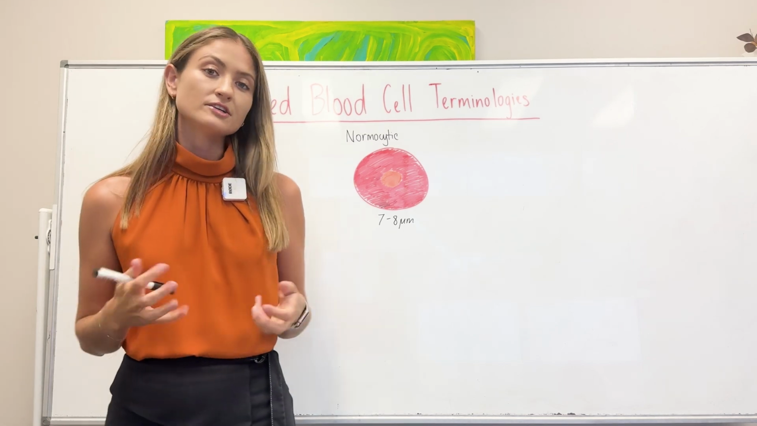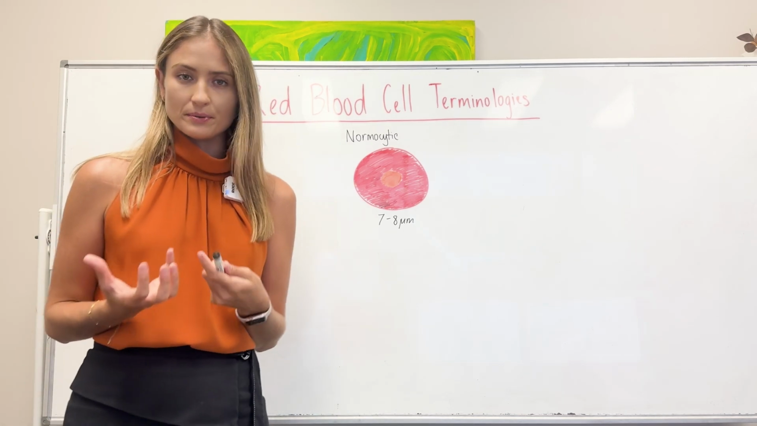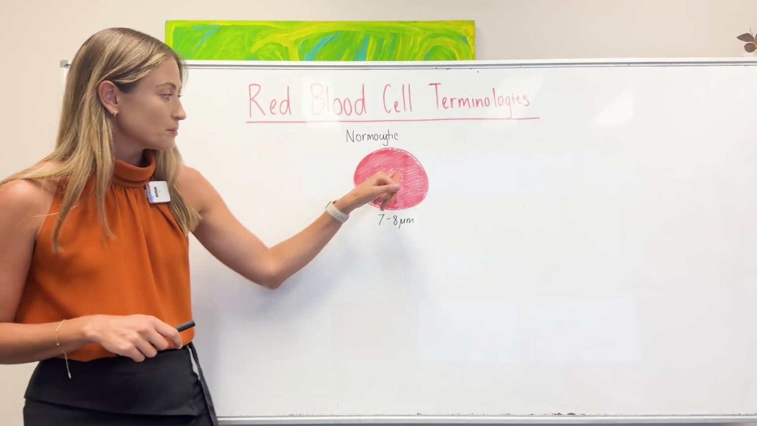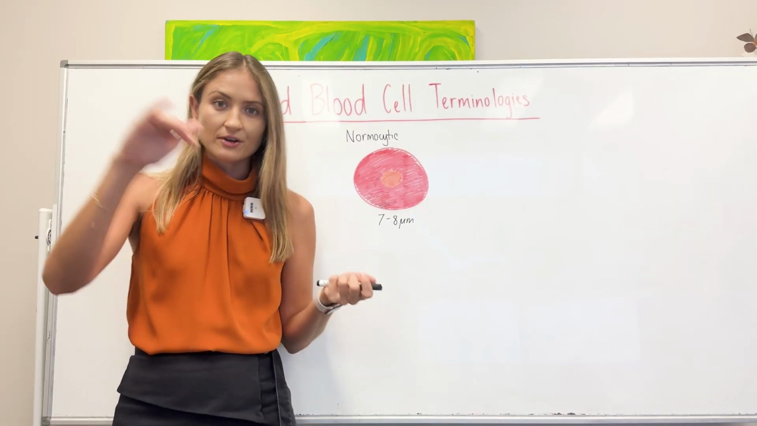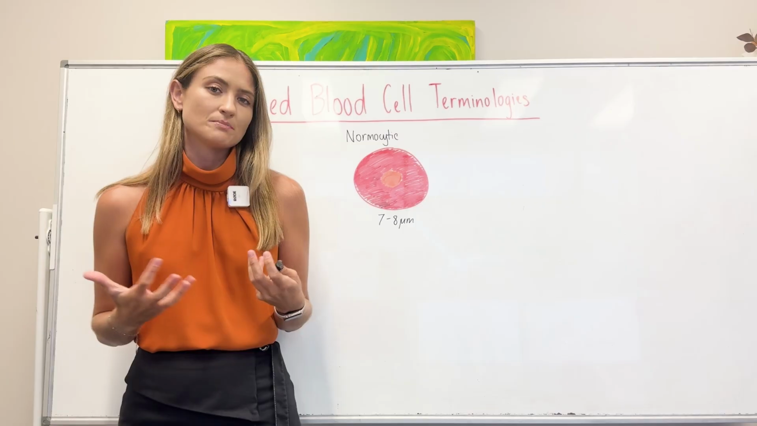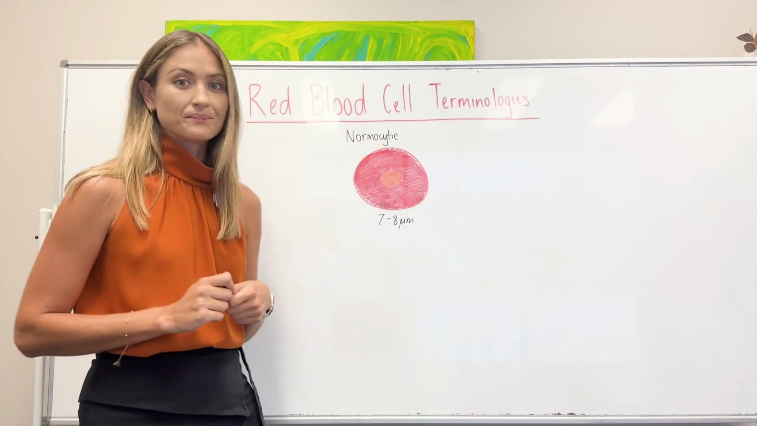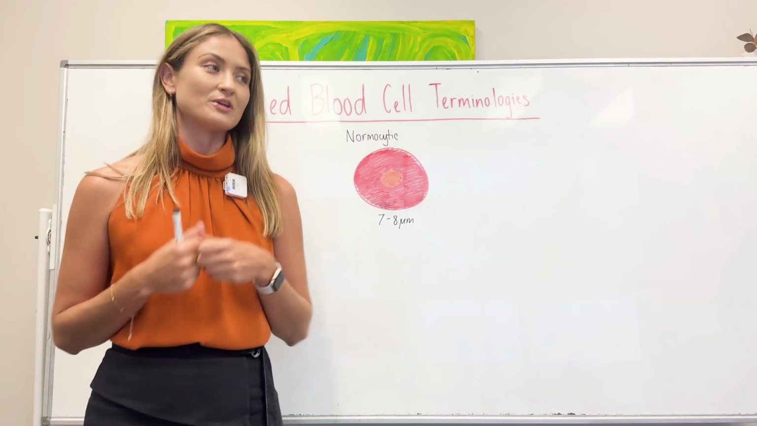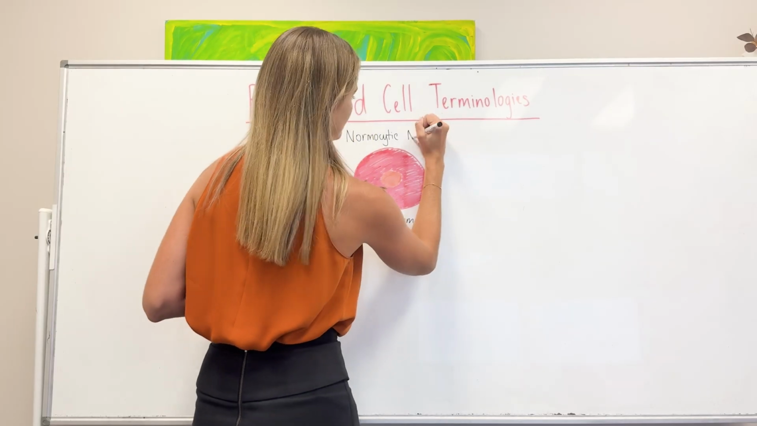Now, in terms of the colour of red blood cells, they should be nice and red, which represents the hemoglobin content within them. And they have this central pallor in the middle, which is this pale centre representing that biconcave shape of a red blood cell. And that central pallor should make up about 1/3 of the entirety of the whole cell. So what we call these healthy normal red blood cells with normal colour content is normochromic.